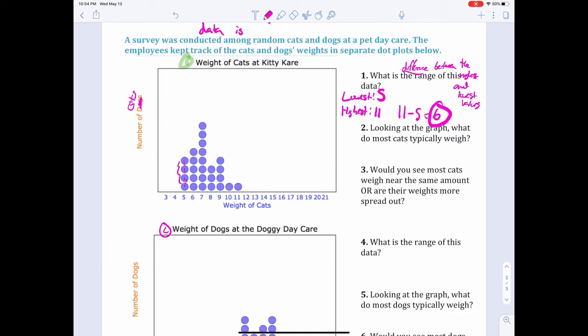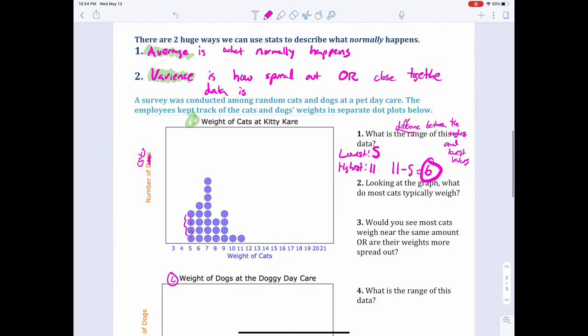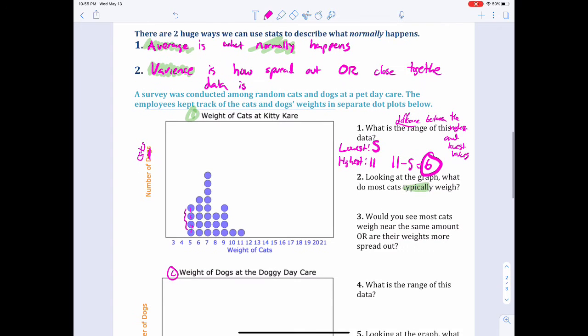All right. Number 2, looking at the graph, what do most cats typically weigh? This would be your kind of average, what normally happens here, typically, normally. So if you were to just look at the graphs, what would you say any random cat would weigh on average? I would probably say 7 pounds. Not only is it the most, but also it's kind of like right in the middle of 5 and 11.